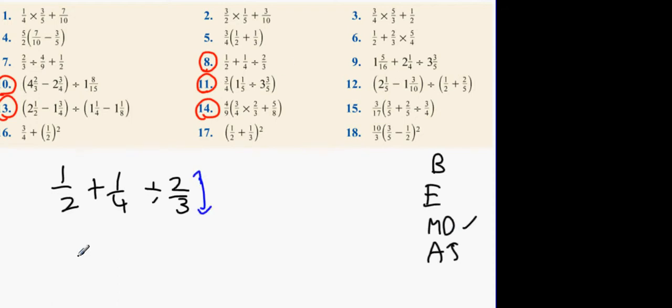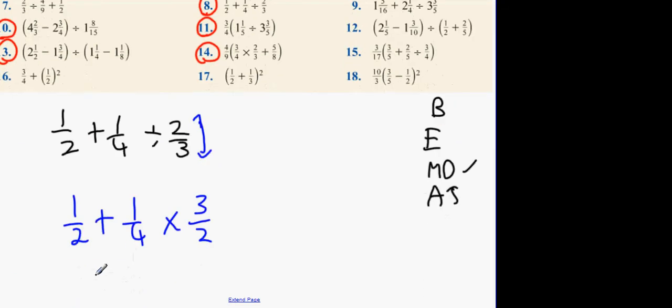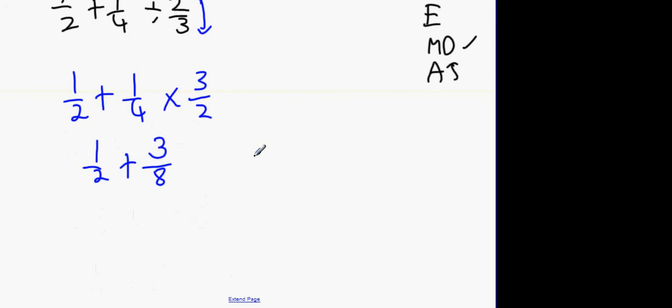Turn the second fraction upside down. We're going to get a half plus a quarter multiplied by 3 over 2. When we multiply by 3 over 2, we're going to get a half plus 3 by 1 is 3, 2 by 4 is 8. We're going to get a half plus 3/8.